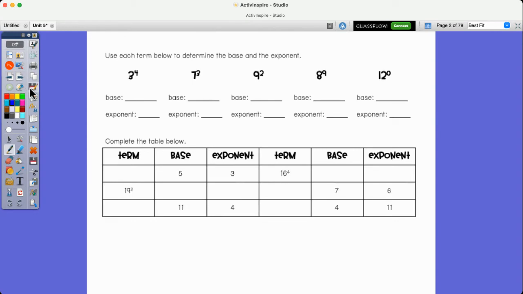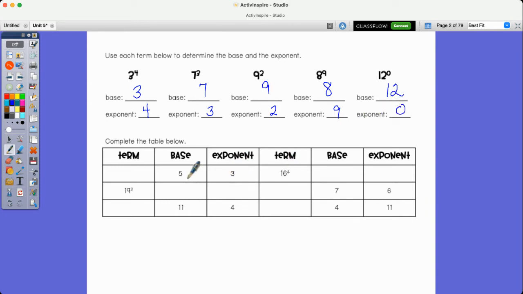Okay, so we're going to use the term below to determine the base and the exponent. Remember, the base is your big number. So my base is 3. My exponent is 4. My base is 7. My exponent is 3. My base is 9. My exponent is 2. This is a square. This one's a cube. My base is 8. My exponent is 9. My base is 12. My exponent is 0.